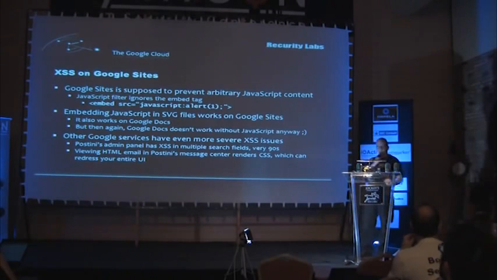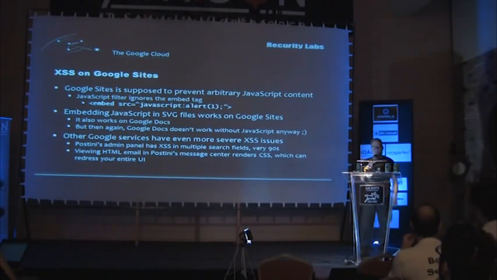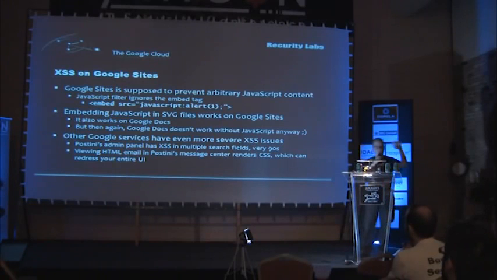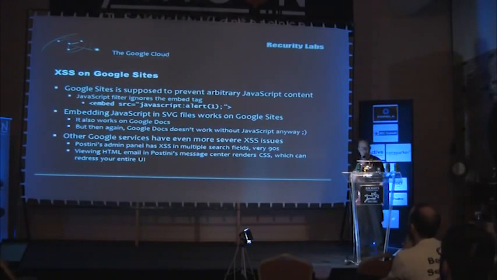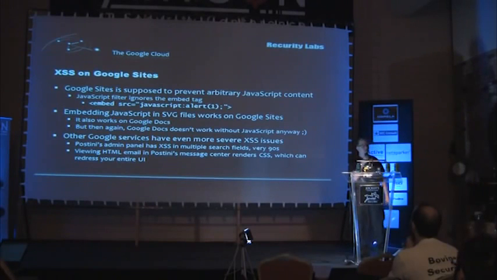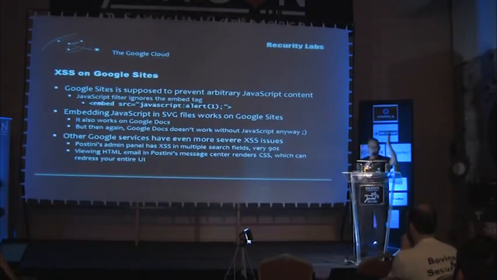Other services have lots of 90s style cross-site scripting issues. For example, the administrator panel in Postini, the secure and encrypted Google email service that is also used by many government agencies in the States, actually has a cross-site scripting bug when viewing messages from users. So if you have a cross-site scripting in the subject of an email of a user, you call the admin, say, look at this account, please, and plop, admin gets owned.